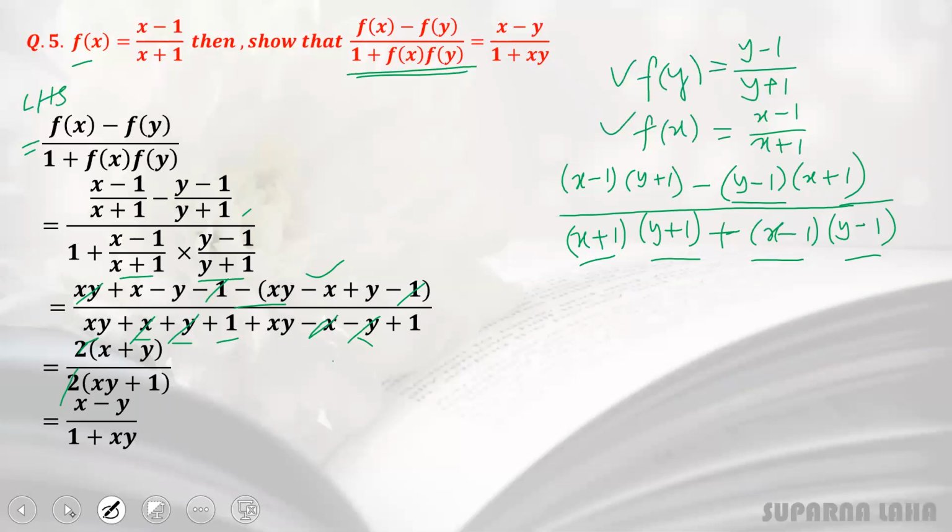This one corrected, this one will be x minus y. Okay. So this is your right hand side and we proved it.